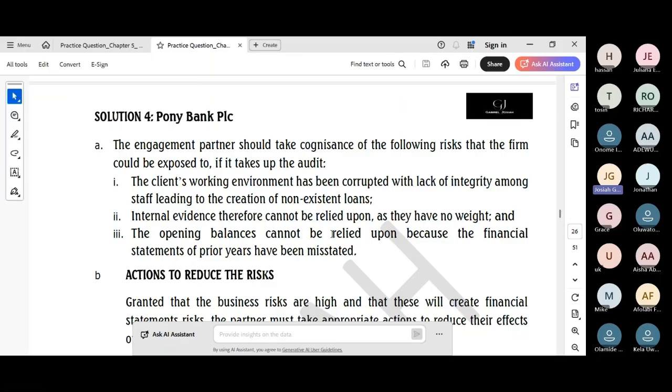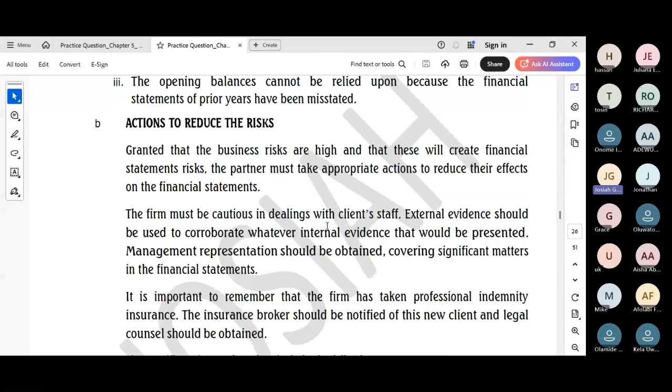I think then for the B part, actions to reduce the risks. It's a crucial section that tests your professional judgment. Actually, you must provide specific practical actions for both management of Pony Bank and your firm, Vic, Viv, and Co., to address the high-risk environments. So your recommendations should directly address the risk identified in part A of the question. So organize your thoughts and respond by addressing actions for each party.